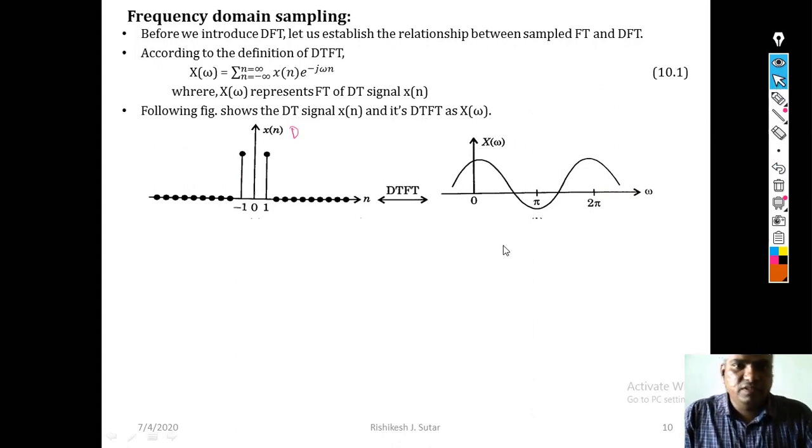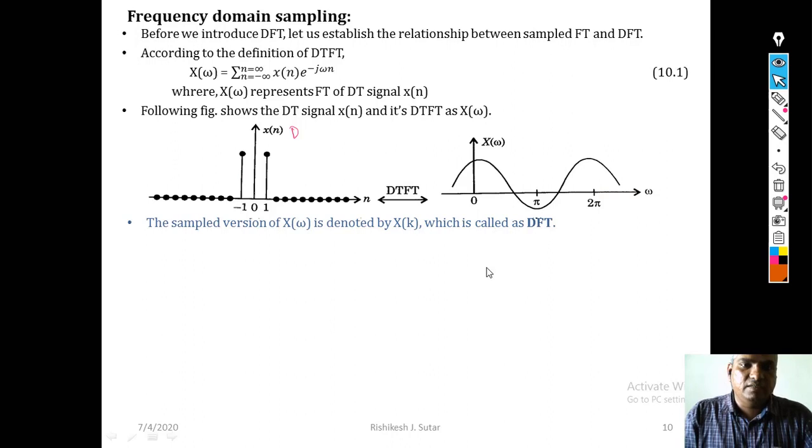I can go further. Then what I have to do is sample my X of omega and denote it by X of k. So what I have written here is that the sampled version of X of omega is denoted by X of k, and that is nothing but the DFT. Okay, so we'll sample it.